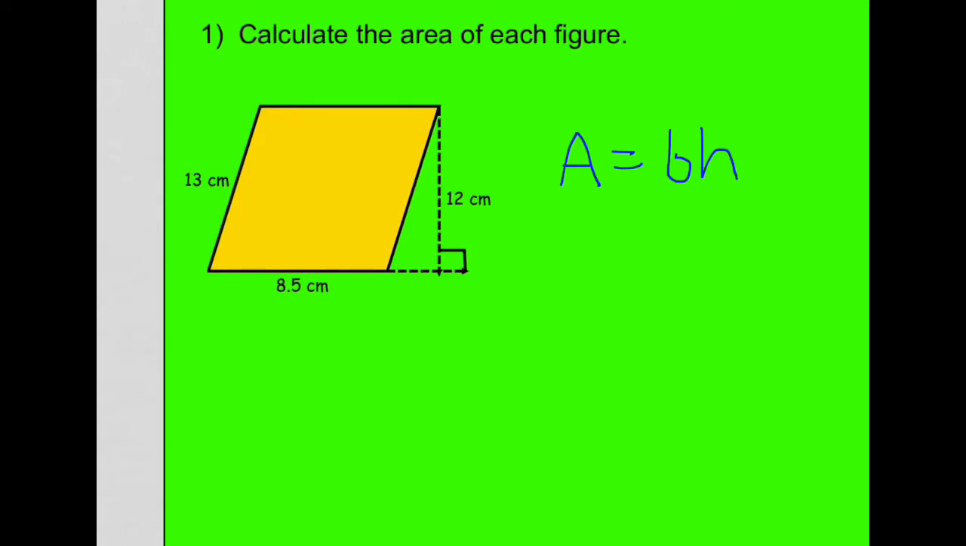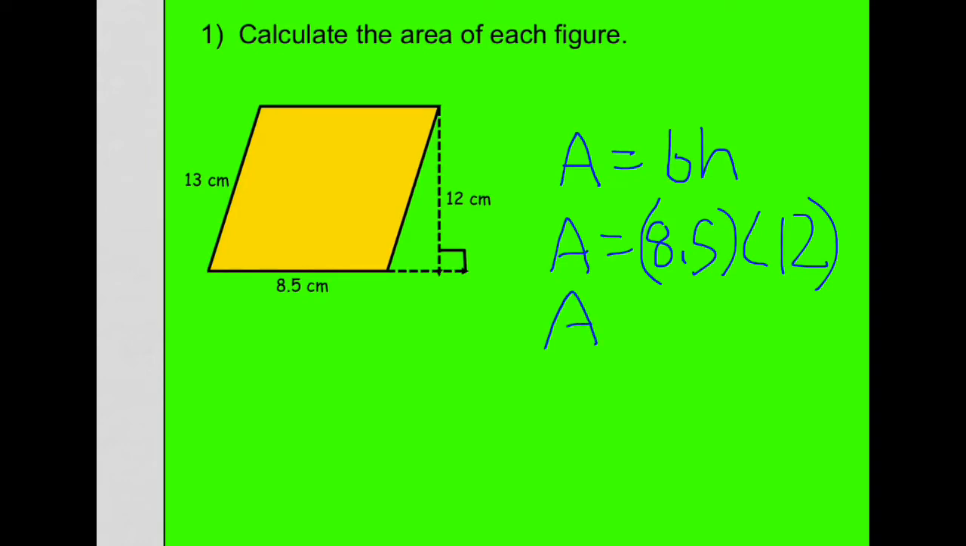So to continue the area calculation, area equals 8.5 multiplied by 12. And when we work that out, area equals 102 centimeters squared. Okay, so that's how you calculate the area of a parallelogram. Now let's use this area math equation a little bit more. I'm going to go to another question.